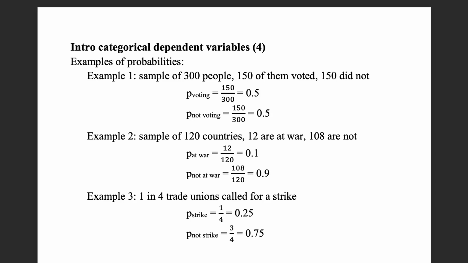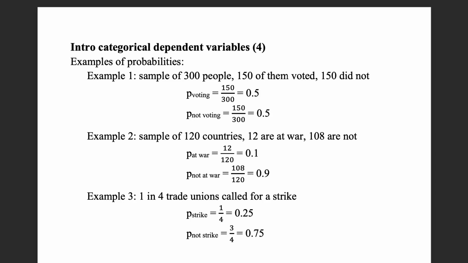And you will notice that if you look at those different probabilities that we can calculate, the sum of all probabilities for a specific event is always 1. If you look at the voting example, the probability of voting is 0.5. The probability of not voting is also 0.5. In this case those are the same probabilities because it's exactly split down the middle. But if we add up those two probabilities, the probability of not voting plus the probability of voting, we get the value 1. For the countries in the example, we have a probability of being at war of 0.1.